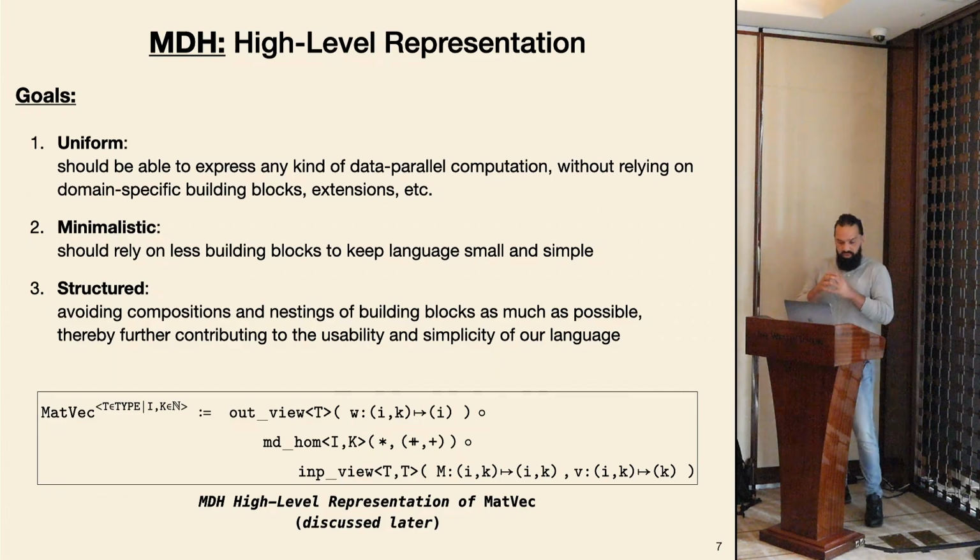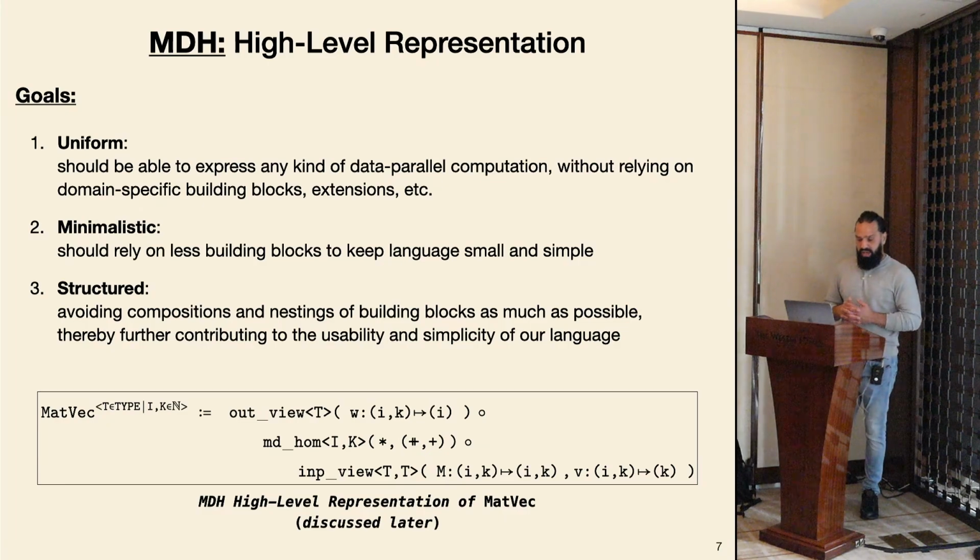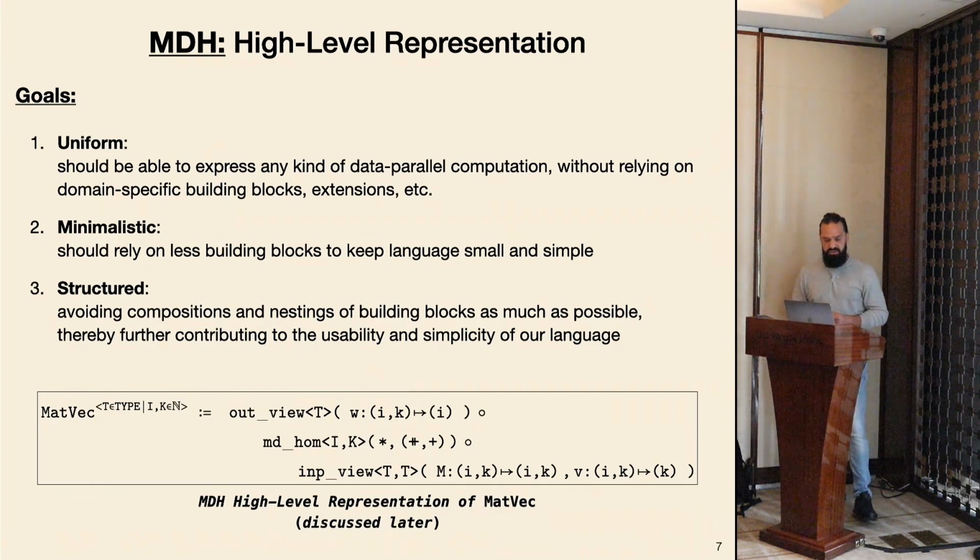Minimalistic means we want to rely on as few building blocks in our language as possible to keep the language simple. Simple for the user that uses our system, but also for us developers that need to eventually generate code from these blocks. And structured means we want to avoid composition and nesting of these building blocks as much as possible for expressing computations, thereby again contributing to the usability and simplicity of our language design, again for the user, but also for us developers.